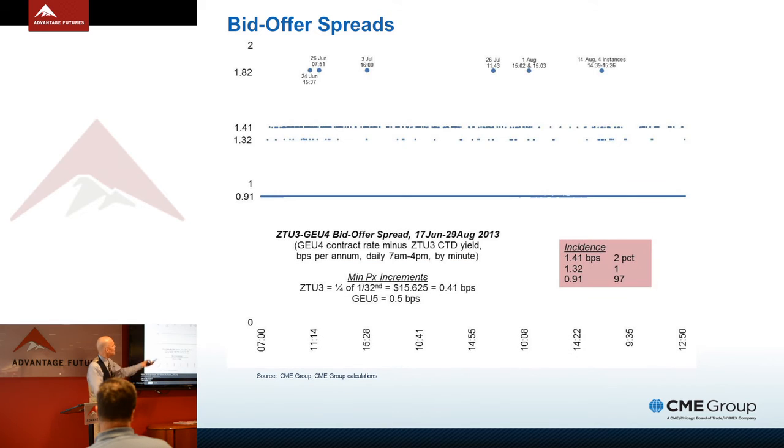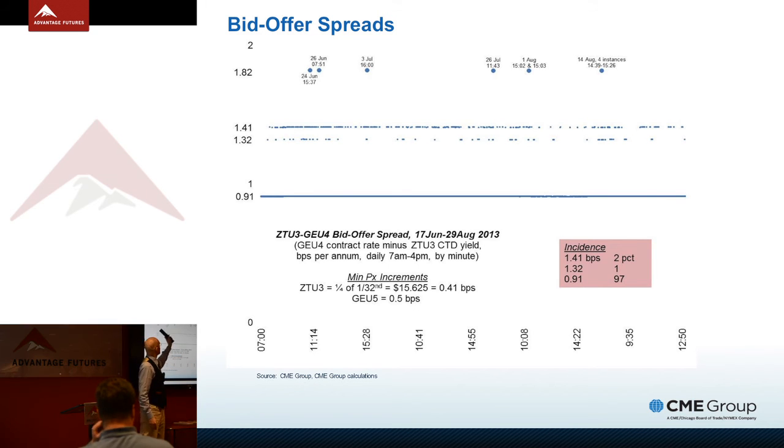I can go through the same exercise for the 2-year. And here again, you've got kind of funky looking numbers, but they end up being interest rate equivalents of the minimum price increment in the futures contract. In this case, 1/4 of a 32nd for the 2-year note. Over this stretch of history, 97% of the time you're at 0.91 basis points. And what is that? It's just the minimum price increment in the Eurodollar plus the minimum price increment in yield terms for the 2-year note.